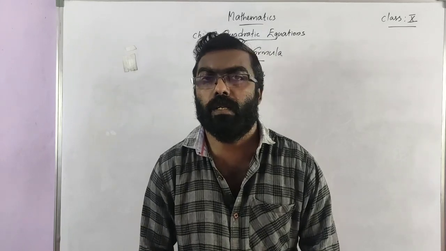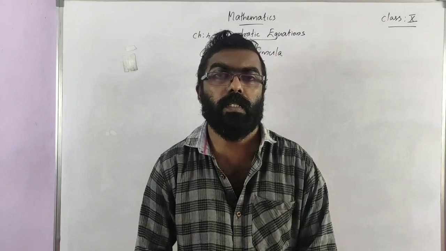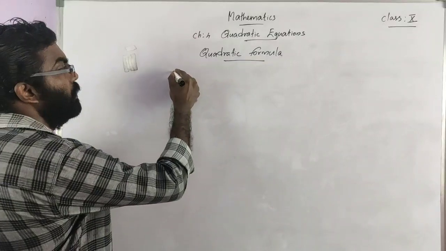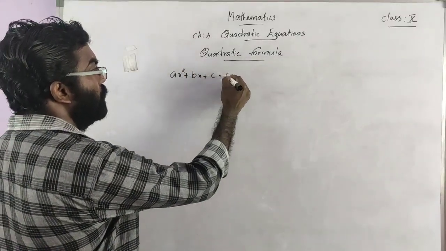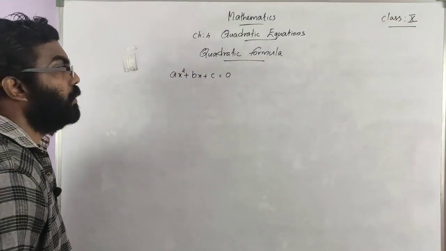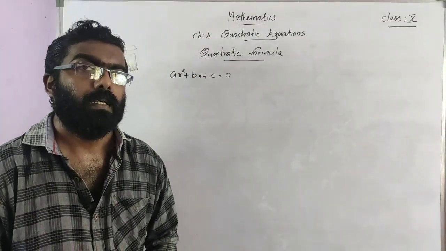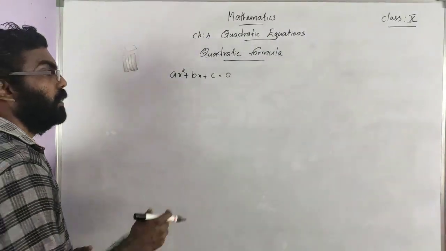You all know the standard form of a quadratic equation, ax square plus bx plus c is equal to 0. Now in order to find the value of x, we are going to apply the completing the square method.